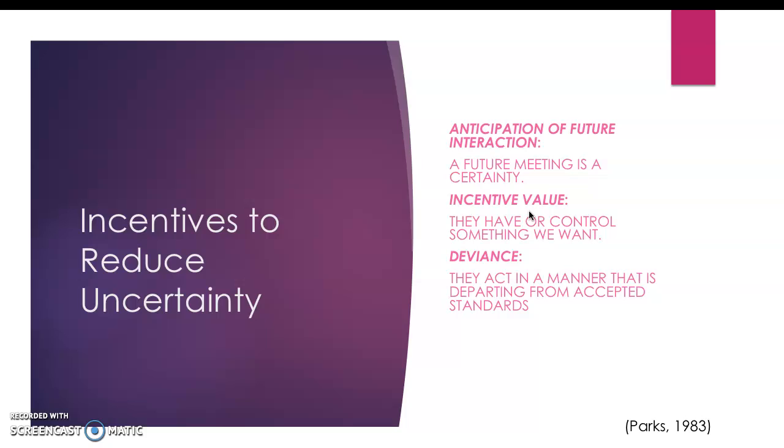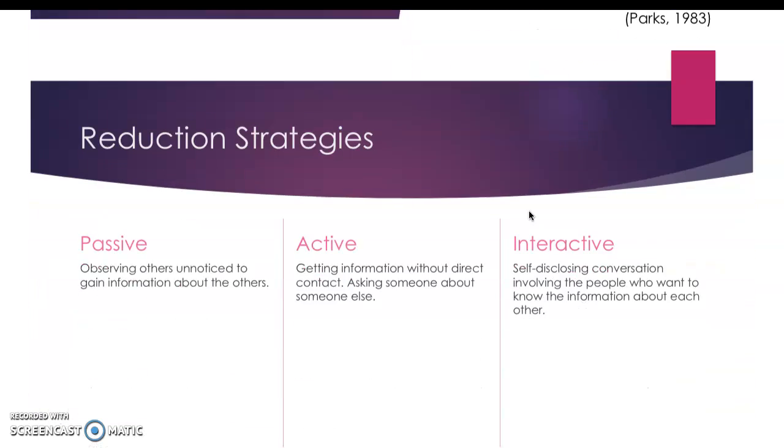And then some of the incentives to reduce uncertainty are going to be anticipation of a future interaction. So obviously, if you're wanting to meet with somebody again, or you have to meet with them again, you're going to want to create a better communication. And then incentive value, they have or control something we want. So if you've ever seen a movie with like a villain holding somebody hostage, the hero or whoever is trying to get that person is obviously playing to the rules and norms of that villain. And then deviants, they act in a manner that is departing from accepting standards.